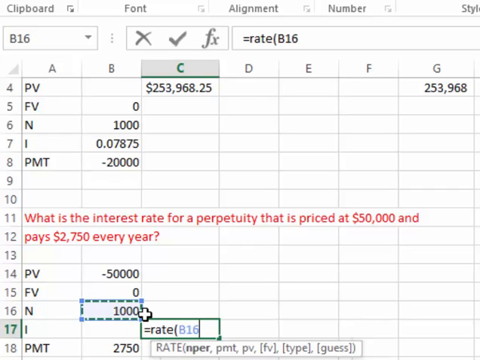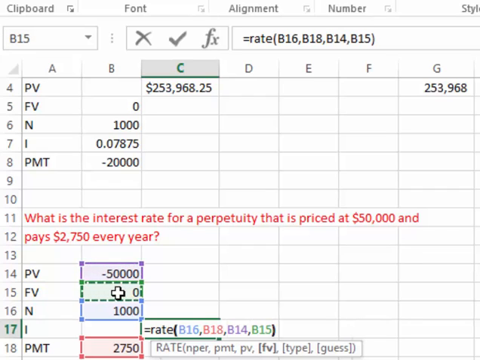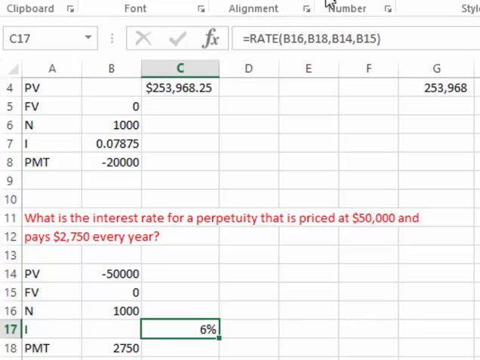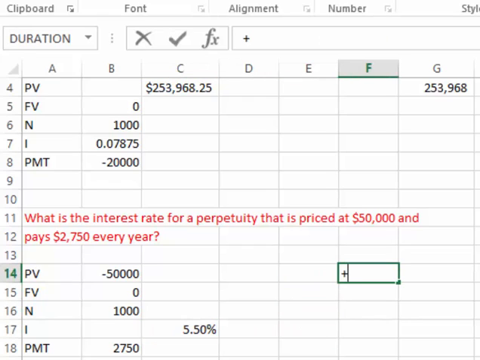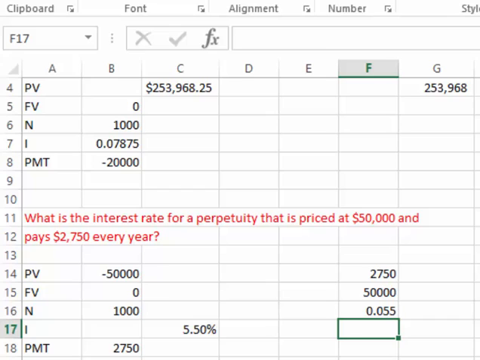The number of periods is the first input, the payment amount is the second, the present value is the third, then the future value. Let's add some decimal places, and we would get an interest rate of 5.5%. Alternatively, we could use the formula where the present value is equal to the payment divided by the interest rate. If we rearrange things and solve for the interest rate, it's going to be equal to the payment amount, $27.50, divided by the price, the present value, and if I divide those two numbers, I indeed get 5.5%.